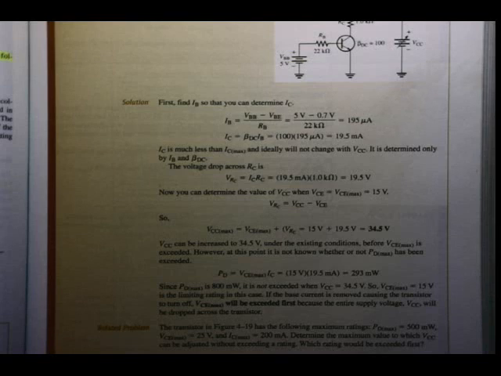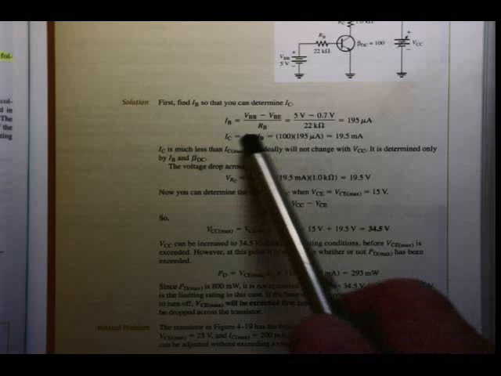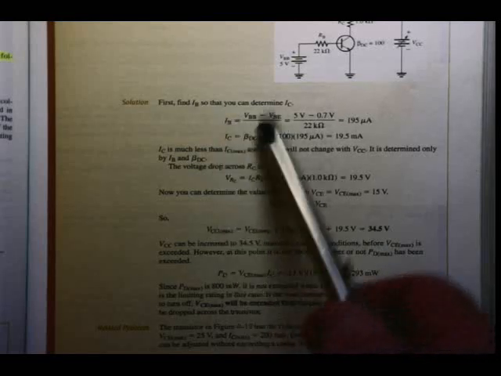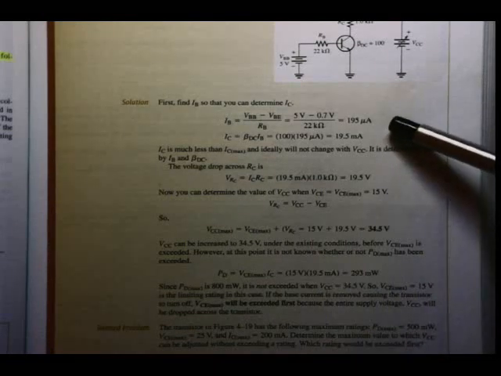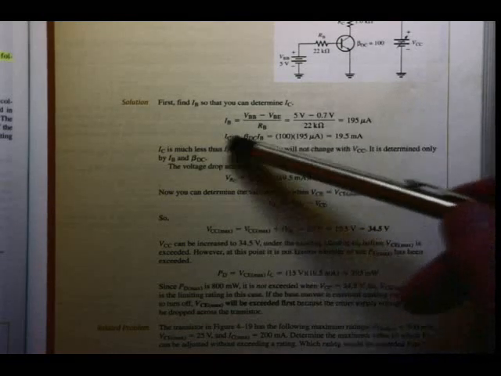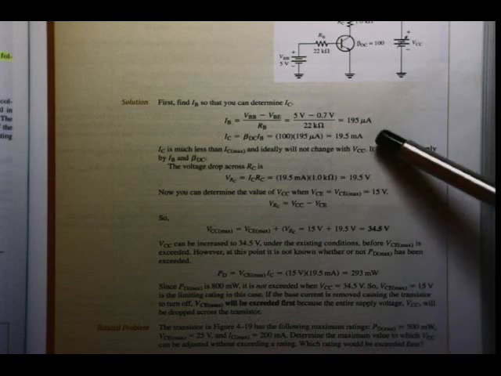Firstly, using the formulas that we've learned earlier, I will determine IB so that I can determine IC. IB, by a combination of Kirchhoff's laws and Ohm's laws, is VBB minus VBE over RB, which is 195 microamps. Then IC, which is the ratio of beta, IC divided by IB. IC is beta times IB, 19.5 milliamps.